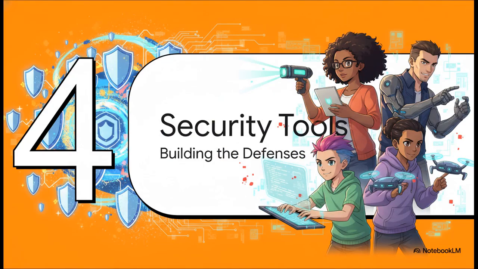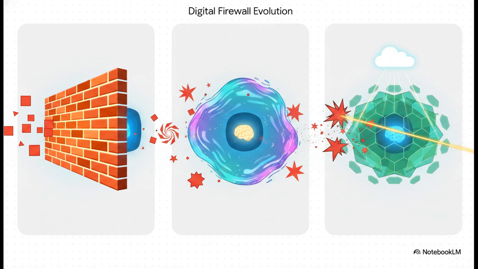Section 4. Essential Security Tools. Building the defenses. Time to deploy the tools to block these attacks. The primary gatekeeper of any network is the firewall. Now, what's really interesting about this slide is how much they've evolved. Older, stateless firewalls just acted on rigid rules. If a packet met the rule, it got in. If not, blocked. No memory, no context.